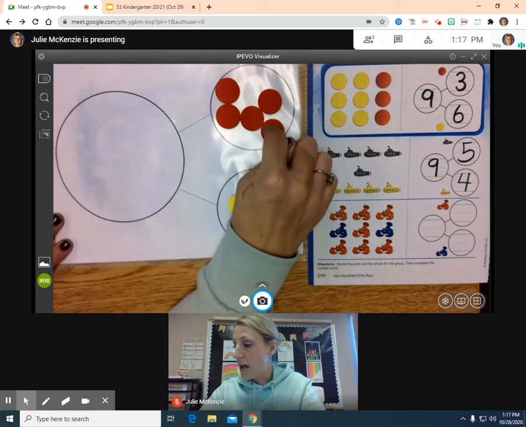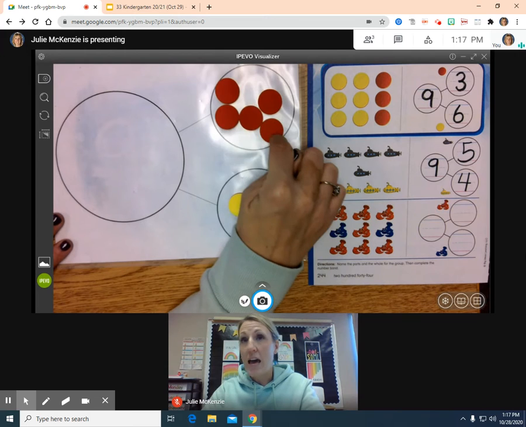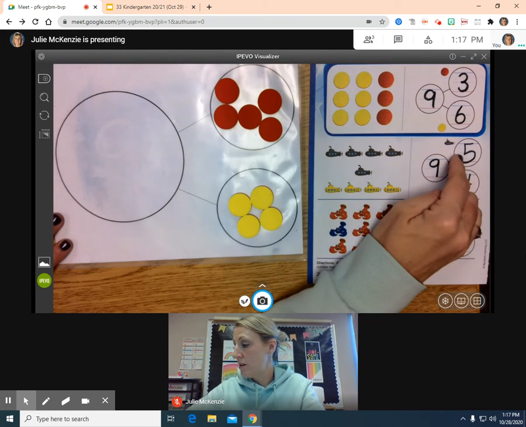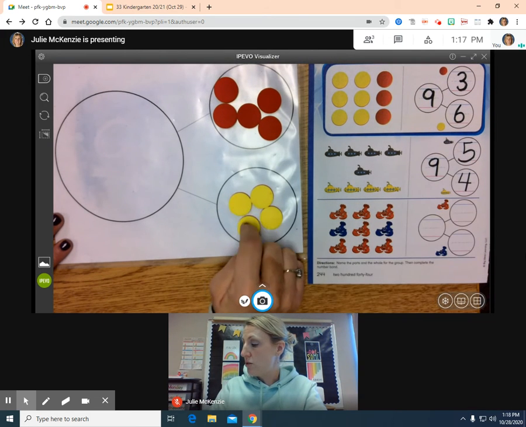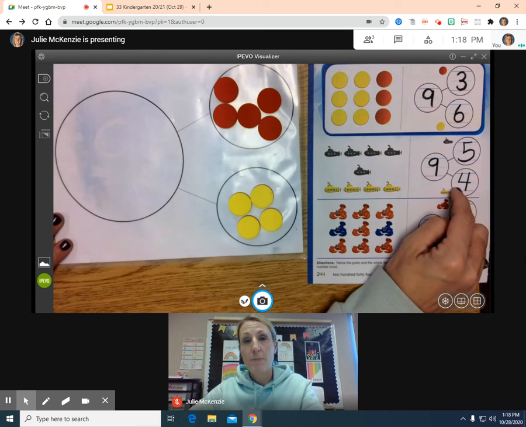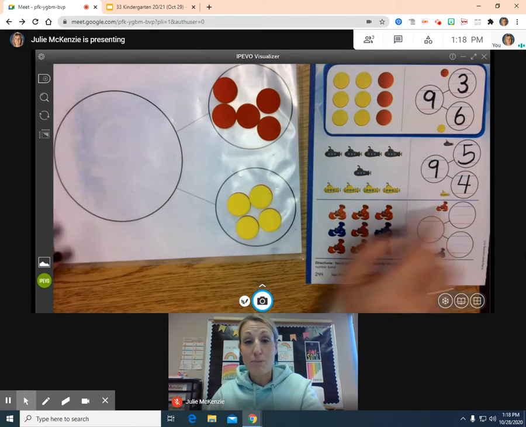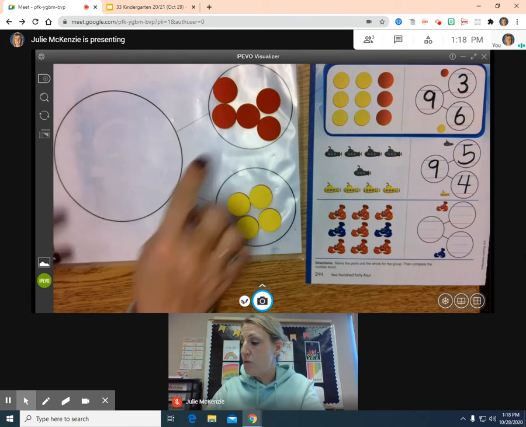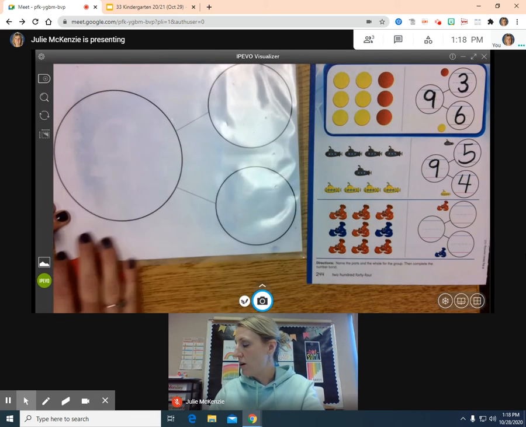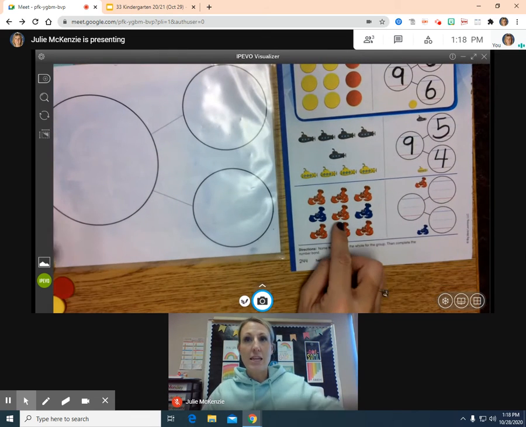And this part had 1, 2, 3, 4, 5. And this part had 1, 2, 3, 4. So when you take a 9 and split it apart, you can have smaller numbers of 5 and 4. Okay, let's take a look at these lobsters.